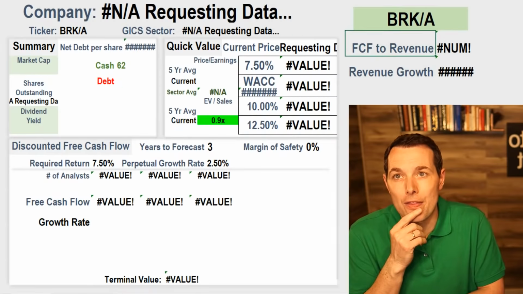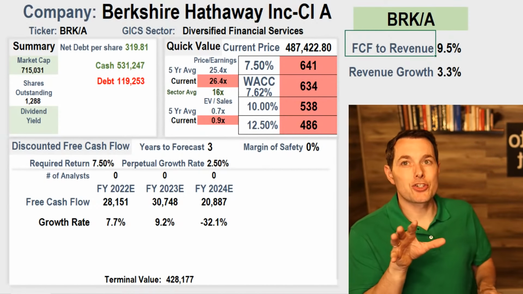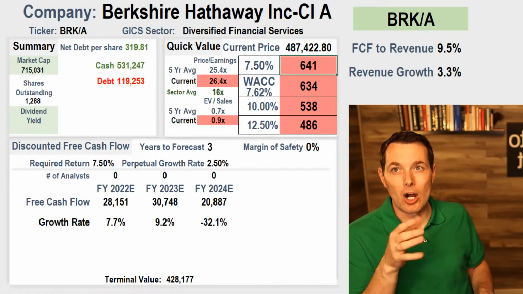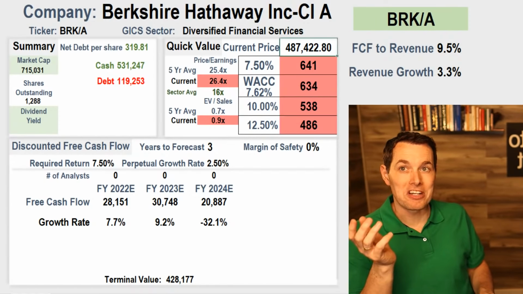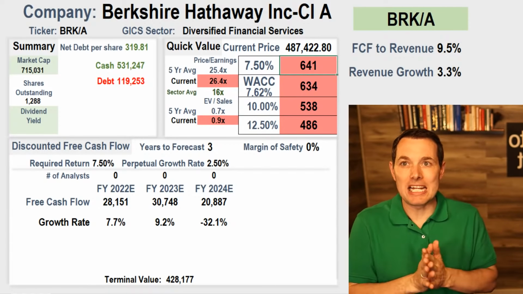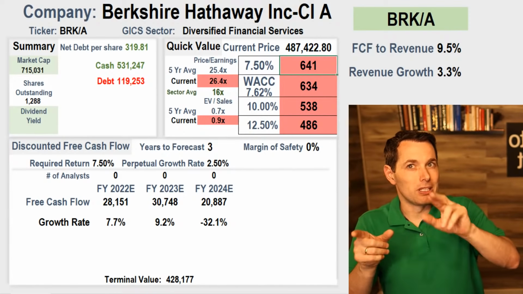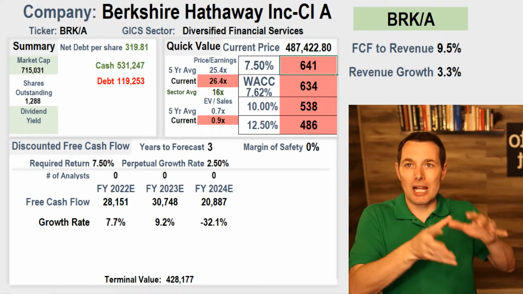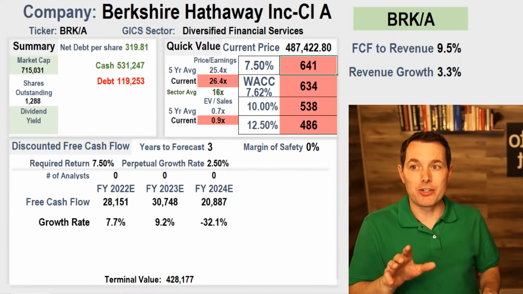Berkshire Hathaway. This one's a bit tricky. It's at $487,000, which might look insane to people. The reason for that is the shares outstanding: it takes all the shares outstanding, Class A and Class B. Somebody told me Class B shares are 1,500 to 1, so there are a lot more Class B shares than Class A, and this values them all the same. That's not the best way to do it.